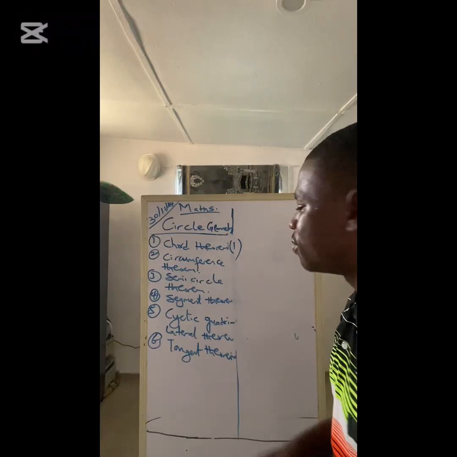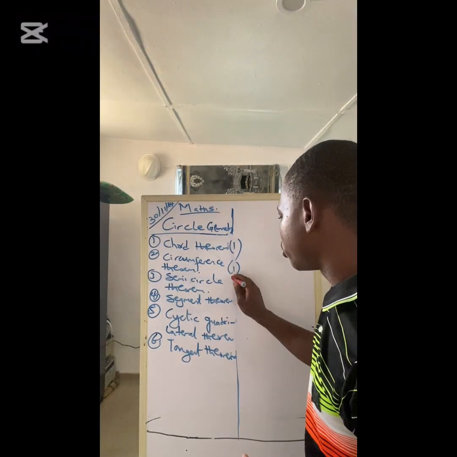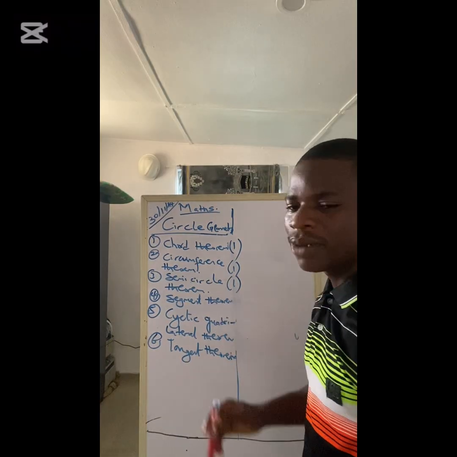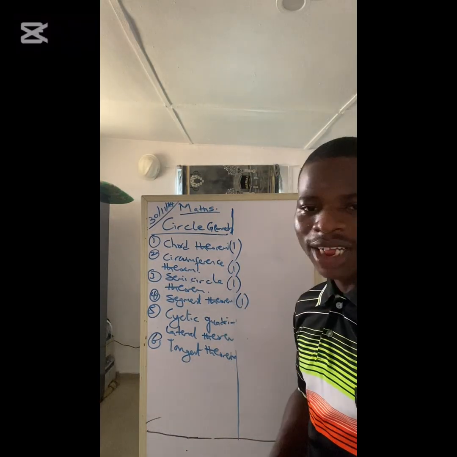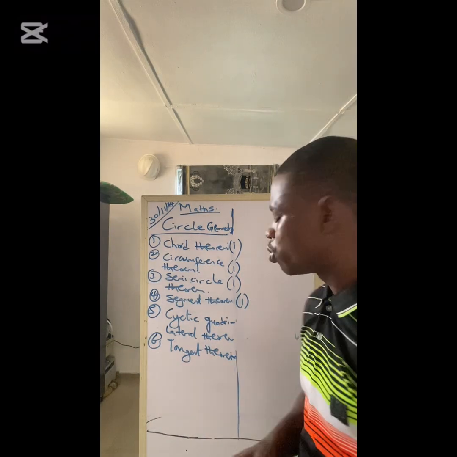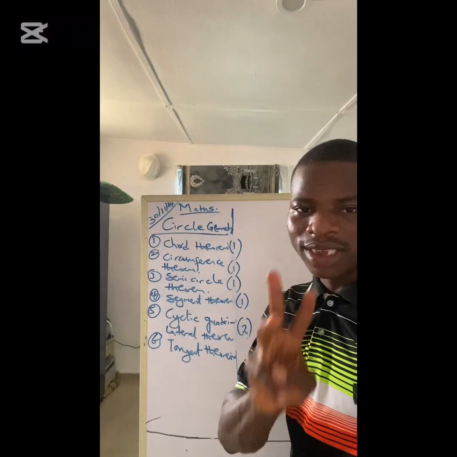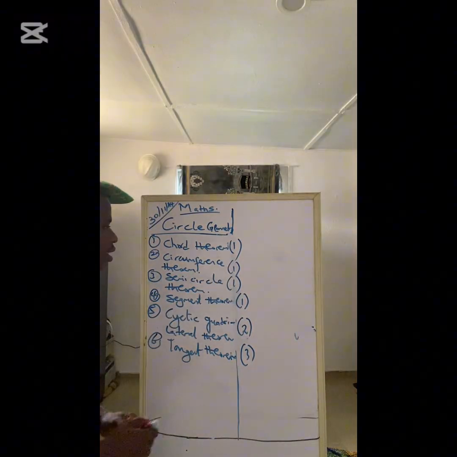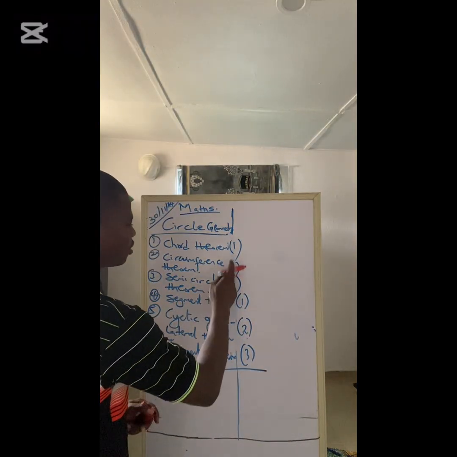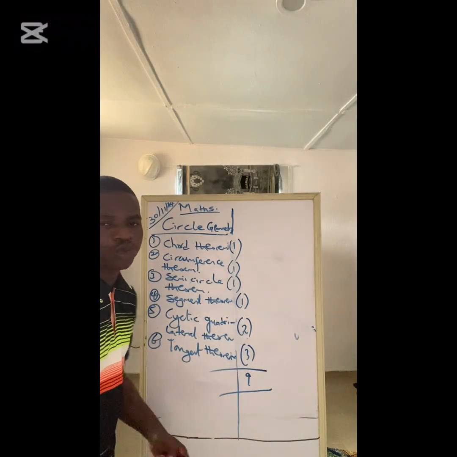Circumference theorem is also having one. Semicircle is also having one theorem. Segment theorem is also having one theorem. Cyclic quadrilateral theorem is having two. Then tangent theorem is having three theorems. So the summation of all these theorems together is 3, 4, 6, 9. We're having 9 theorems all together.